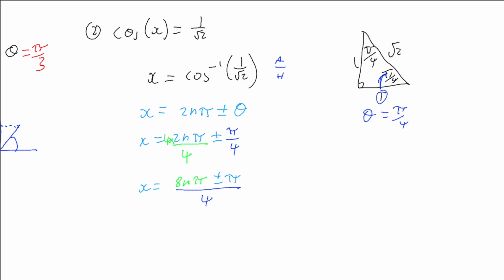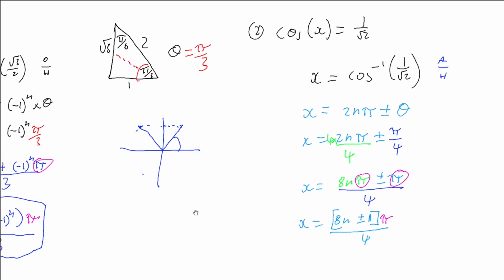Last thing that we can do is factorize out our pi. And so I've got x equals 8n pi, but no pi on top, so I'm going to factorize out that pi. Plus or minus, and if I've got 1 pi, I'm going to just be left with the 1 over 4, and we'll leave that pi out the end there. So there we have it.